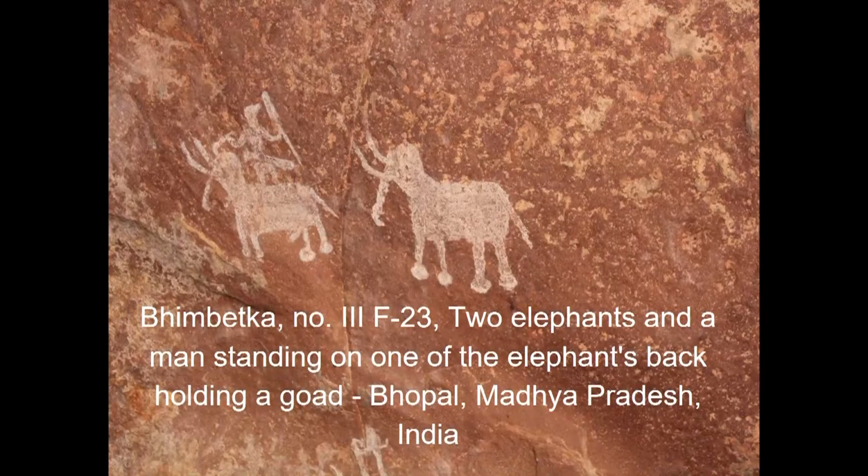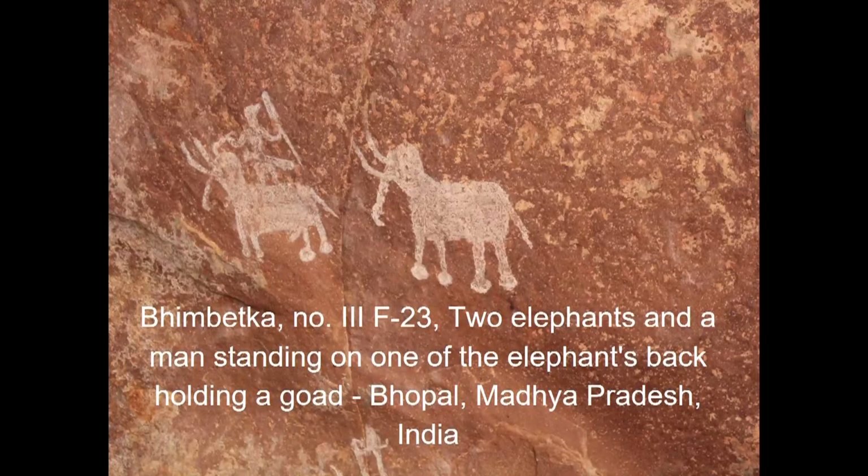In this particular figure, you see 2 elephants, and on which there is also one human figure holding a gourd. This was in cave number 3, F23. When you do visit, you do have a personal experience of this, which is right above the eye level, which looks quite animated in terms of its expression, that is painted in white.